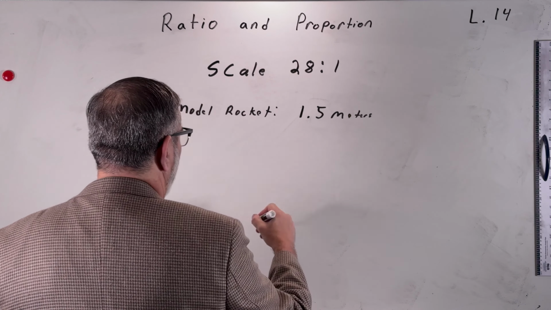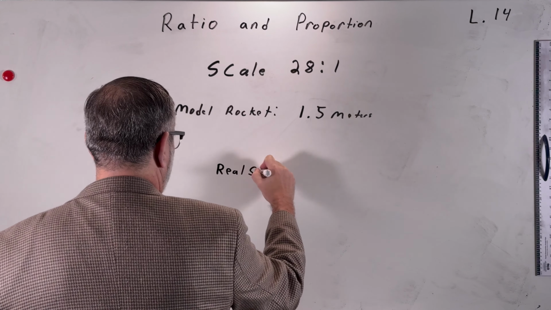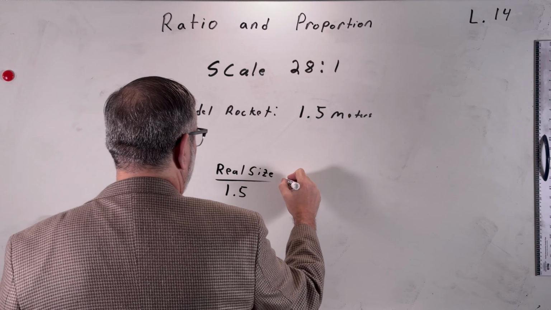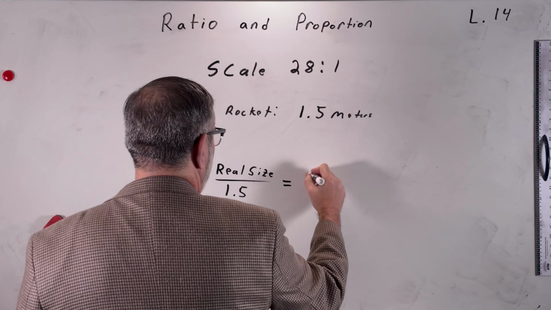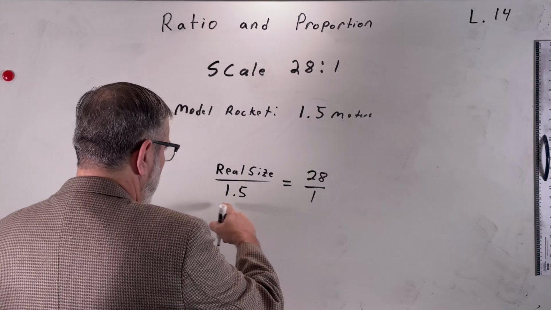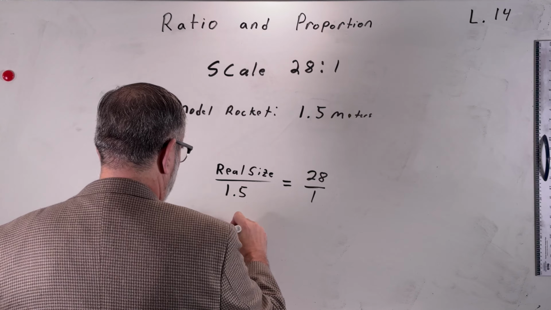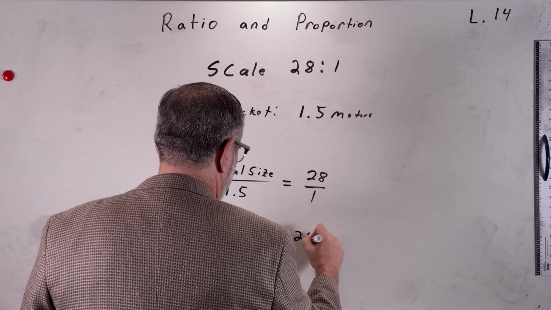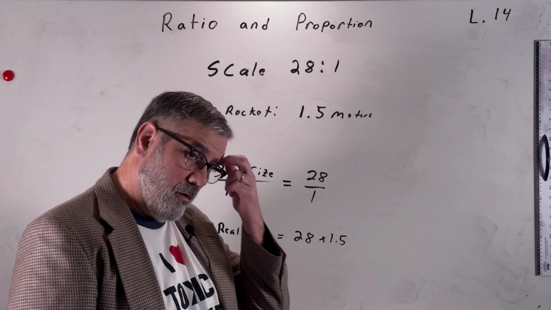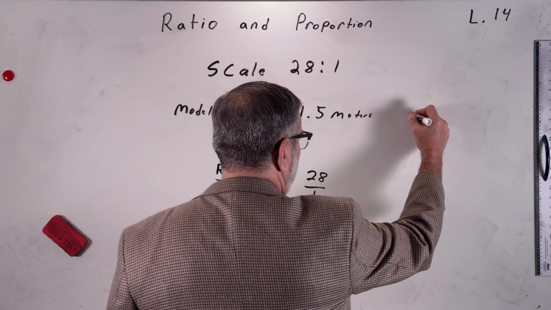So we want to know what the real rocket size is when the model size is 1.5, and this should be in proportion to 28 to 1. So cross multiplying, we get 1 times the real size on the left is equal to 28 times 1.5 on the right. So all we need to do now is multiply these two numbers, but there's a decimal point, so let's take care of that.